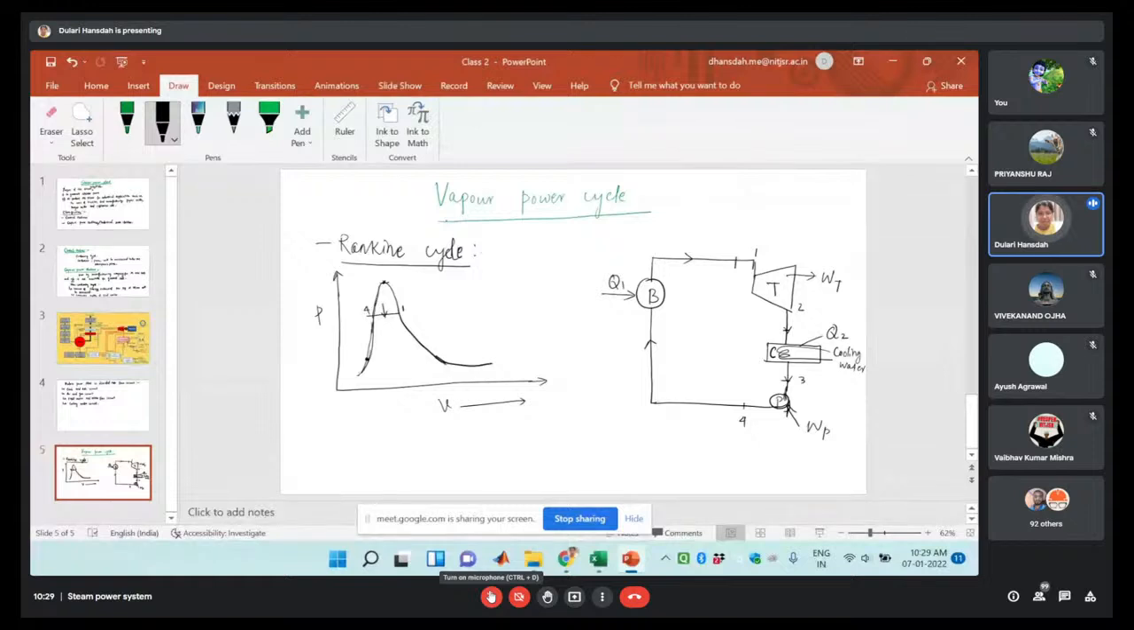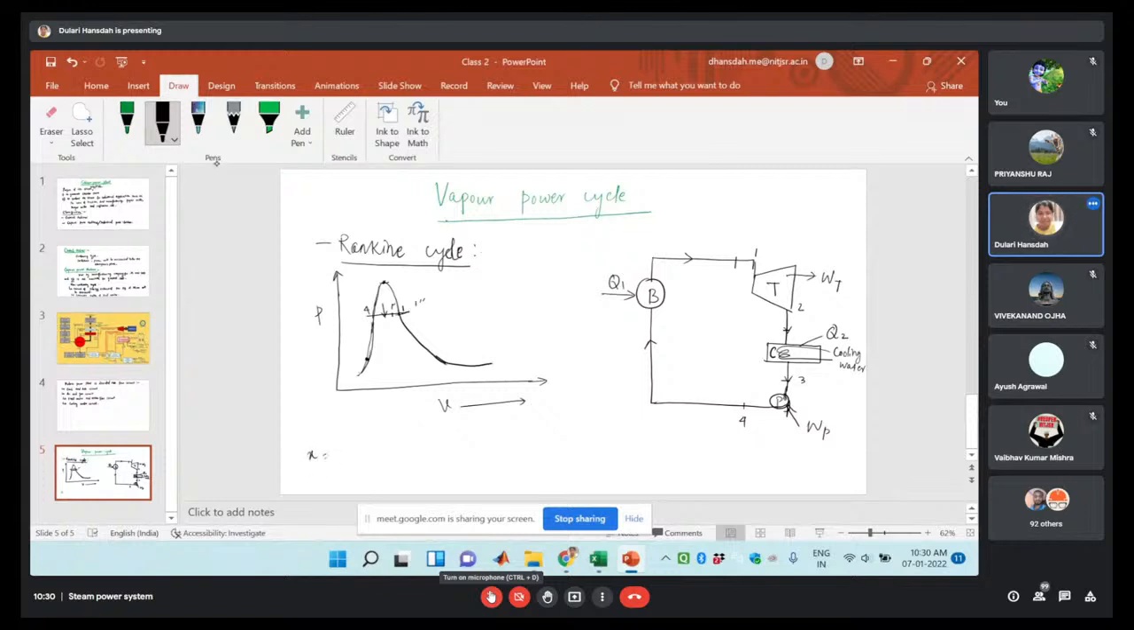If it is the saturated liquid, let us give the name 1. If it is superheated, the name is 1 dash. If it is wet steam, it is 1 double dash. So the output of the steam may be wet steam, or saturated steam, or superheated steam. If it is wet steam, here we will include the X. What is that X?